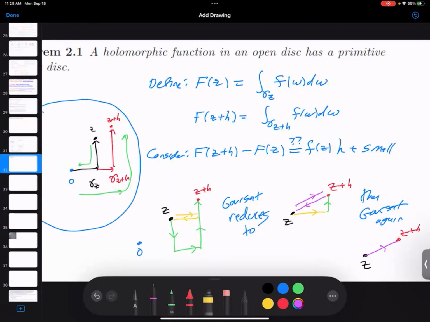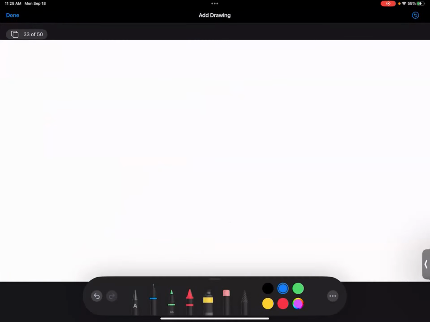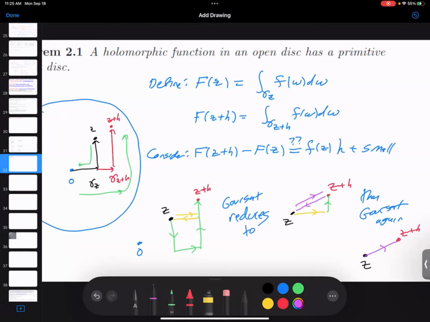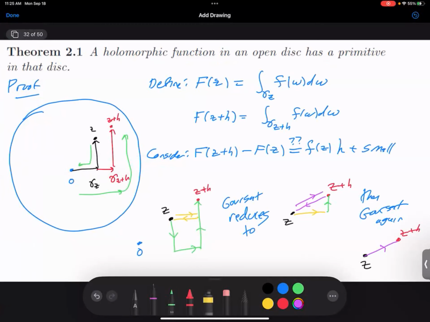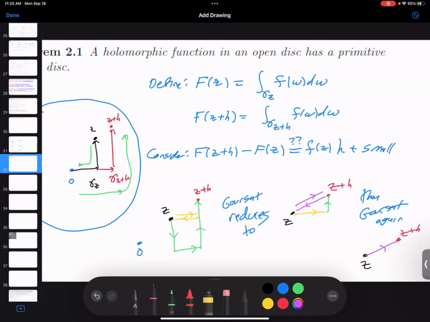Okay, so now we get big F of z plus h minus big F of z is going to be the integral, let's call this eta of z, of f of w dw, where here is z, here is z plus h, and here is my path, and I'm just going to call that path eta of z. I don't want to use gamma because gamma has already been defined as being this explicit curve from 0 to z. So it's enough to study this.